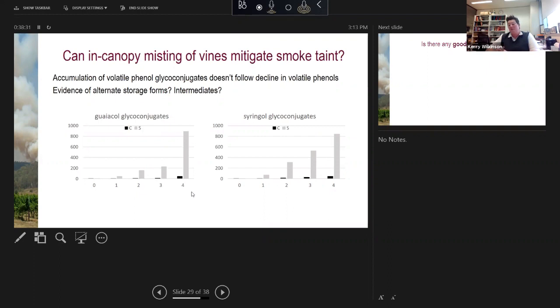So that's interesting from a couple of different perspectives. Firstly, it leaves me thinking what's going on with our volatile phenols, what form are they in that we're no longer able to see them, from 1 day through to 1 week. Does this mean that there are alternate storage forms?